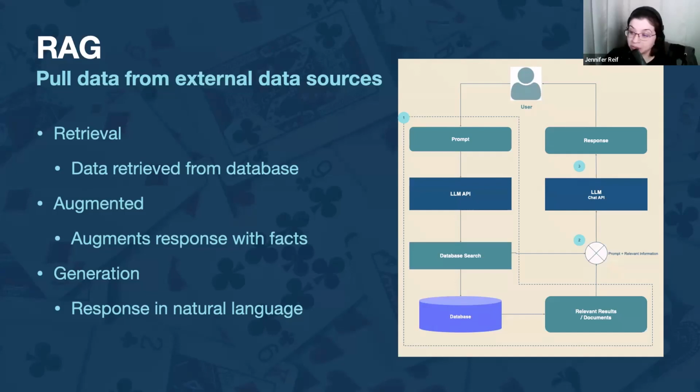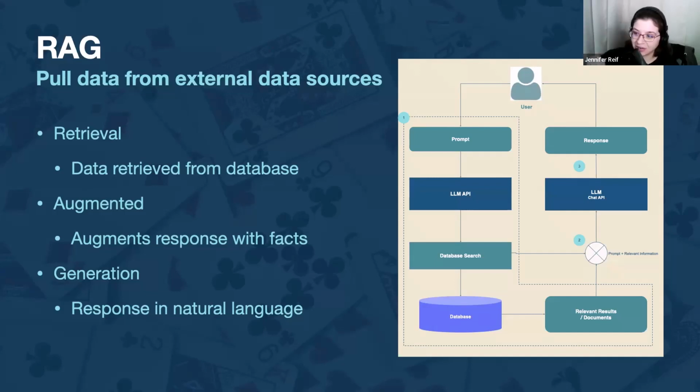So retrieval is going to retrieve that information from some type of data source. You're going to augment the response by using facts you've pulled from that data source, that valid factual thing that you've verified as good information, right? And then you're going to use the generation component, which is going to use the LLM to provide the response in natural language from that information that you've given it.